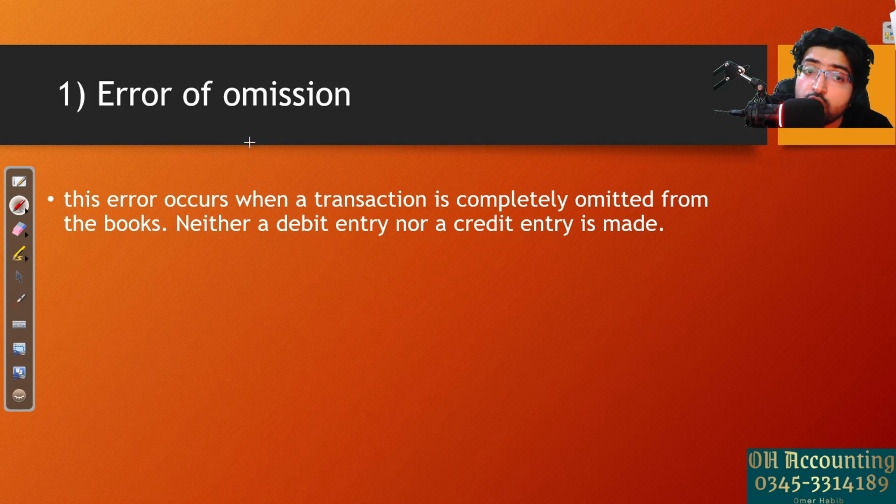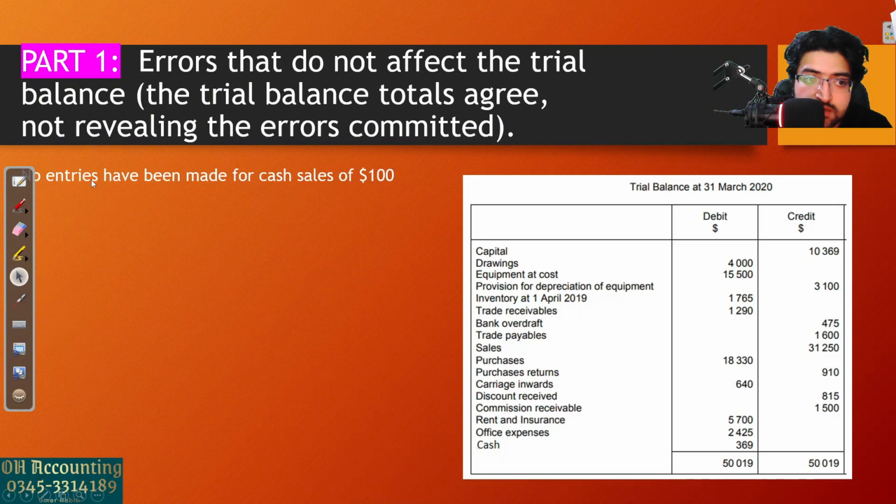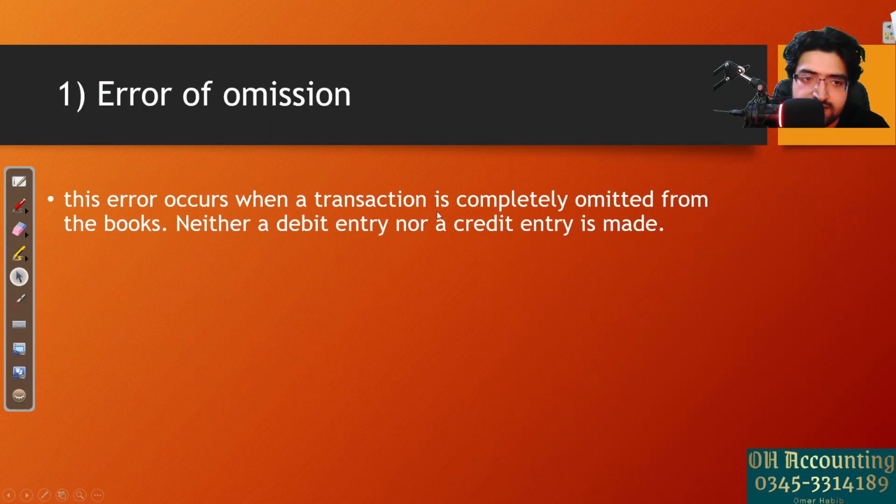It means that we forgot to make the transaction, just like I showed you here. One second, let me go back. No entries have been made for cash sales. So we forgot to record anything on the debit side, and we forgot to record anything on the credit side. No entry was made at all. Nothing on the debit side, nothing on the credit side. This is called error of omission. Okay, that's the definition of this error.